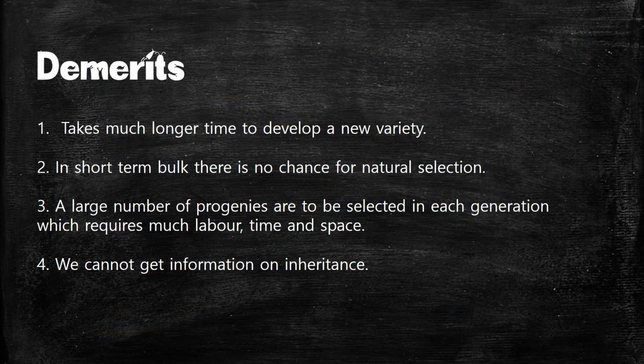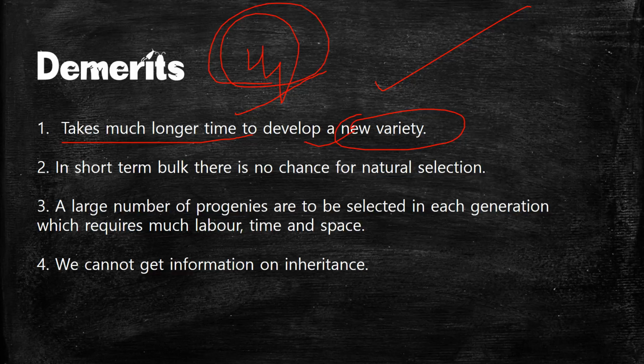A demerit. We have seen that the process of breeding itself is very difficult for the bulk method. The breeding itself is this long. Then think about the procedure that is going to take place on the field, right? So it takes too much time. That is, it takes much longer to develop a new variety, because 14 generations is not easy, it's a very tiresome job actually. Whereas if the bulk method is of short term, there is no chance of natural selection.